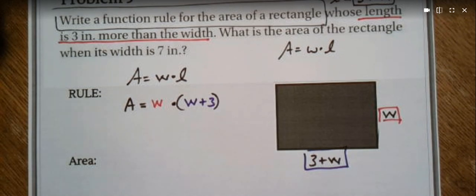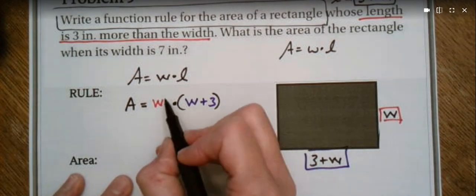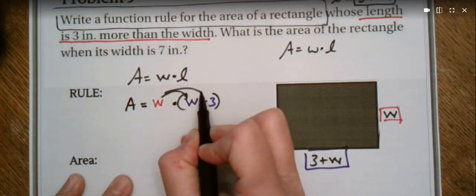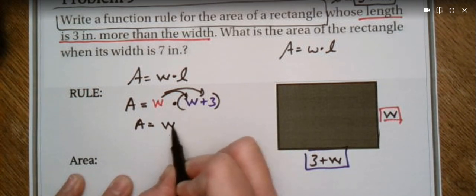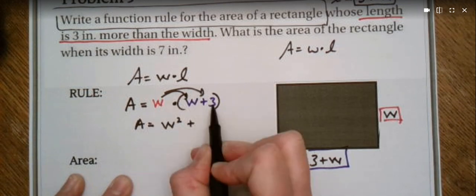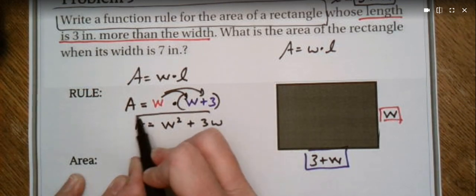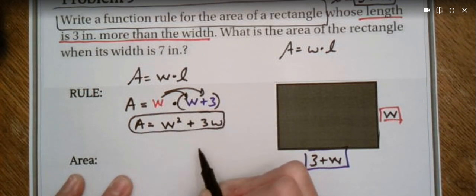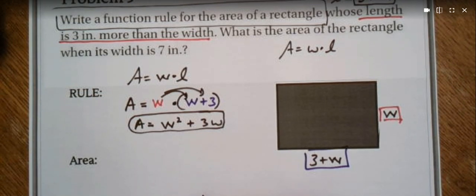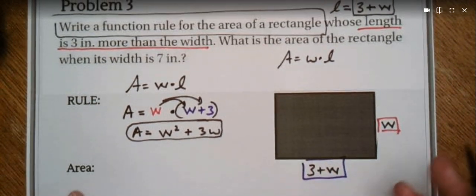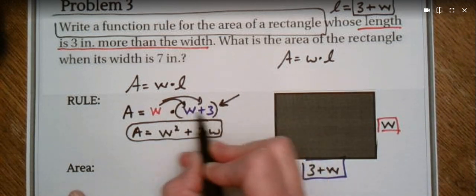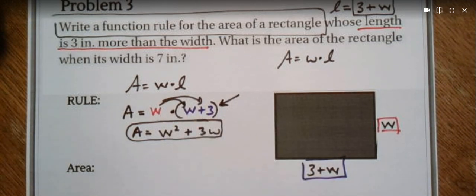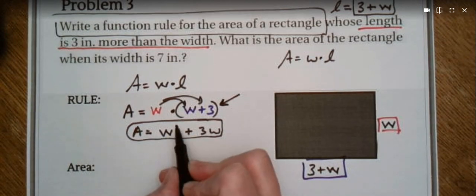Now I could simplify this, absolutely. If I did that, I would just use the distributive property, and I could really say a equals w times w is w squared plus w times 3 is 3w. And this would be my simplified equation for area of this particular rectangle. Okay, but note that this is still okay. This is not a bad thing. This is still correct. We just kind of got rid of the parentheses with the distributive property.